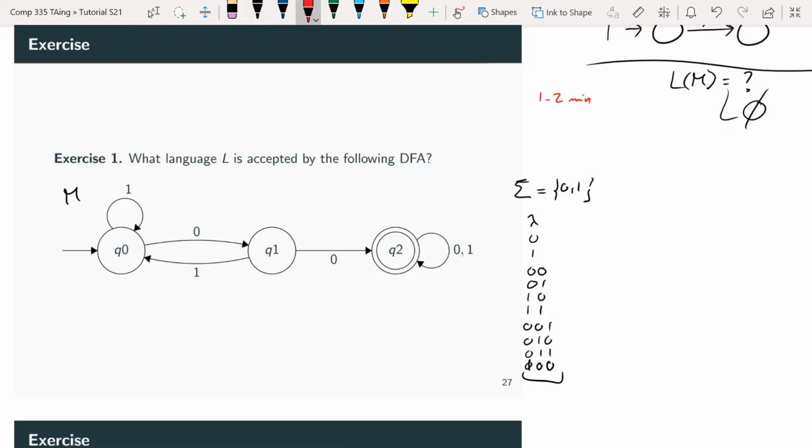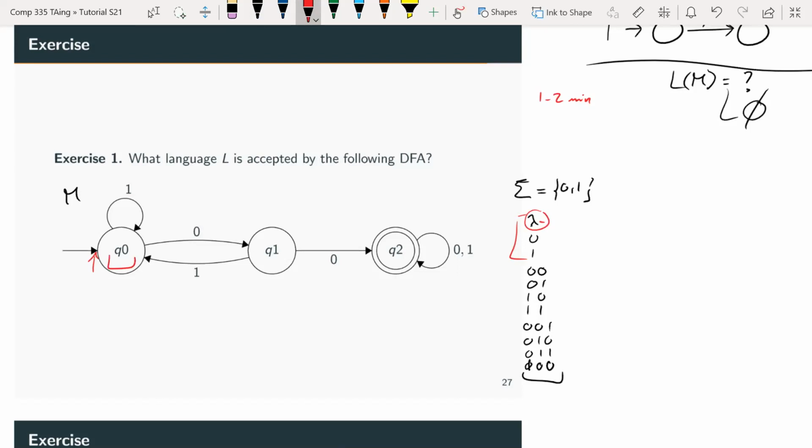First of all, let's start with the smallest ones. If you start at Q0 and you read a lambda, so by the way, what happens if you're in a DFA and you read lambda? Well, that's not exactly well defined for a DFA, but in this case you can just think of it as if you read a lambda, you just stay at Q0.